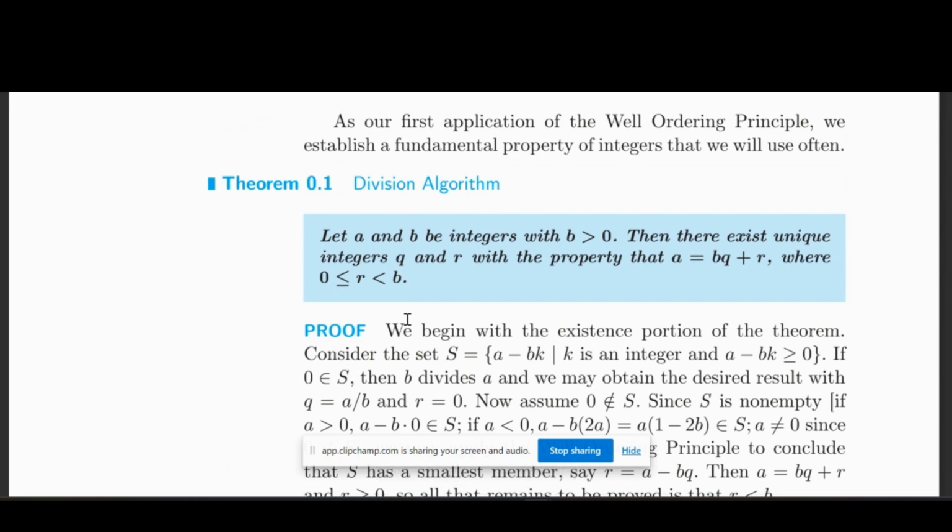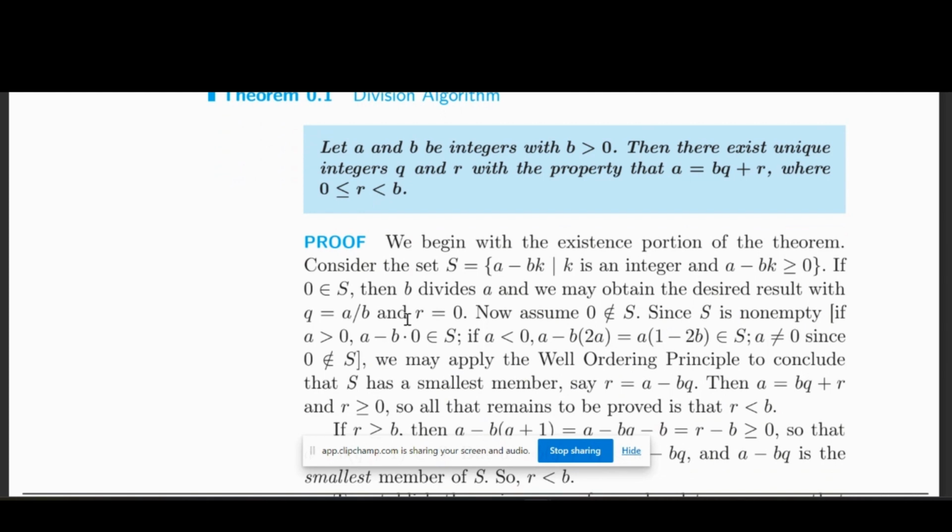Let us do a quick recap of the division algorithm. Let a and b be integers with b greater than 0. Division by 0 is not defined. That's why it has to be greater than 0. Then there exist unique integers q and r with the property that a is equal to b into q plus r, where 0 is less than or equal to r is less than b.